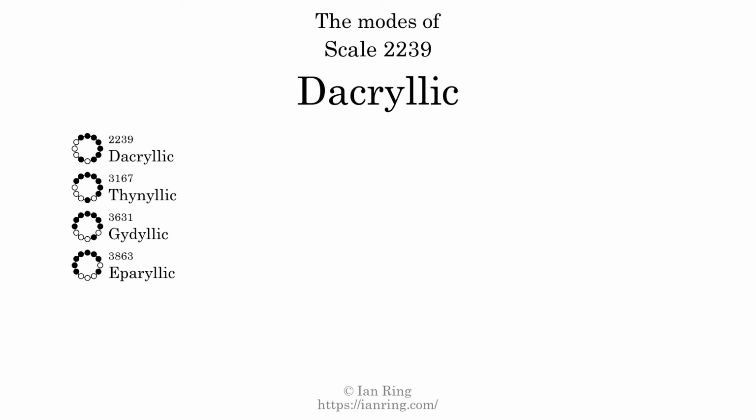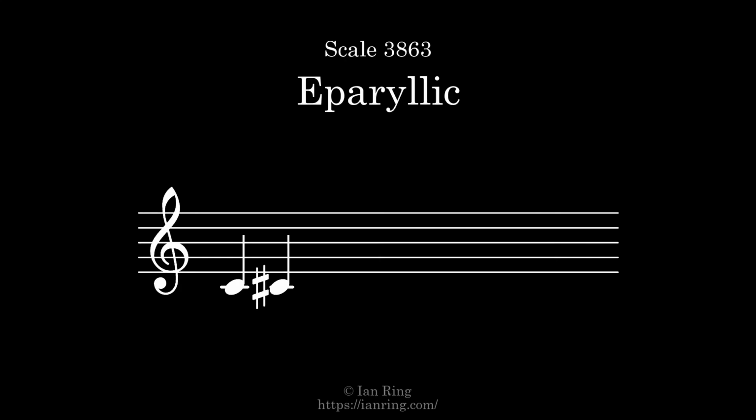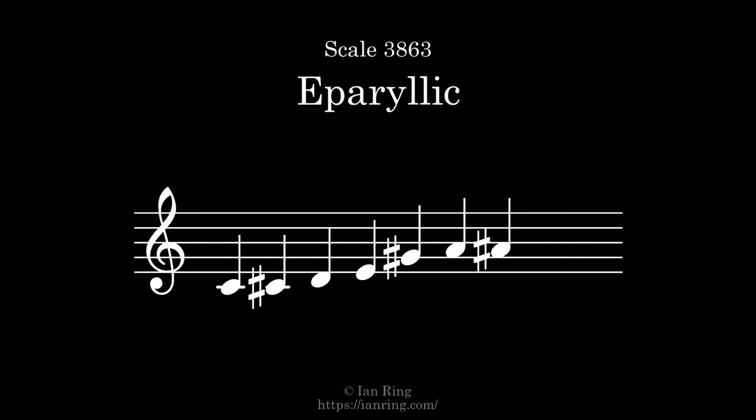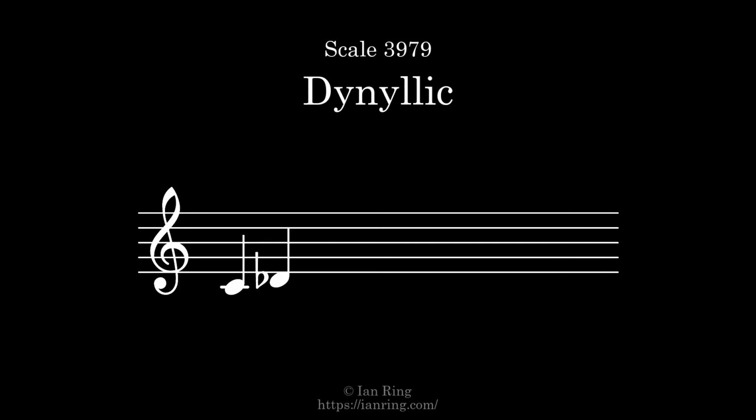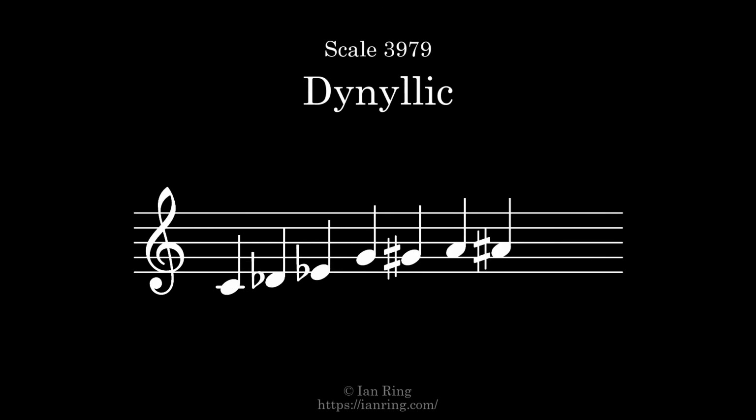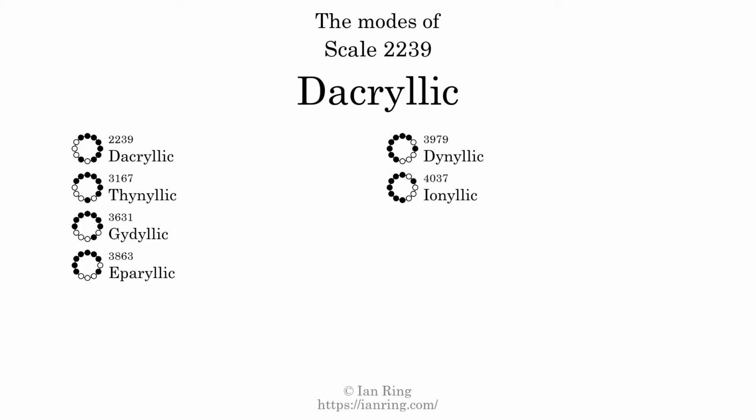The fourth mode is scale 3863, also known as Dacryllic. It sounds like this. The fifth mode is scale 3979, also known as Dacryllic. It sounds like this. The sixth mode is scale 4037, also known as Dacryllic. It sounds like this.